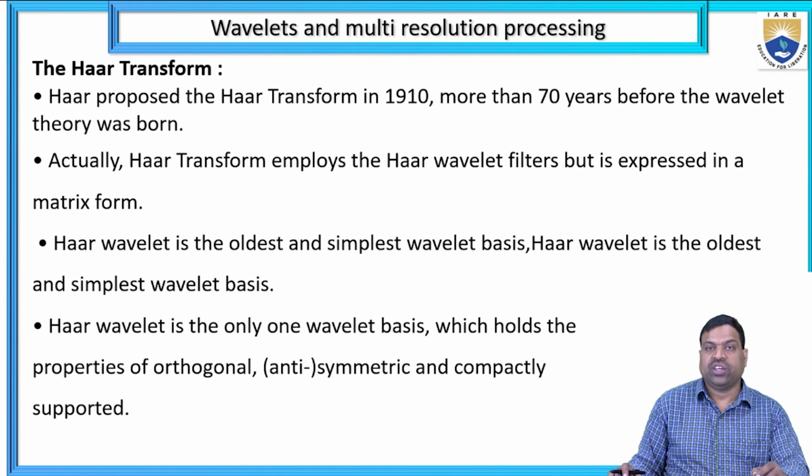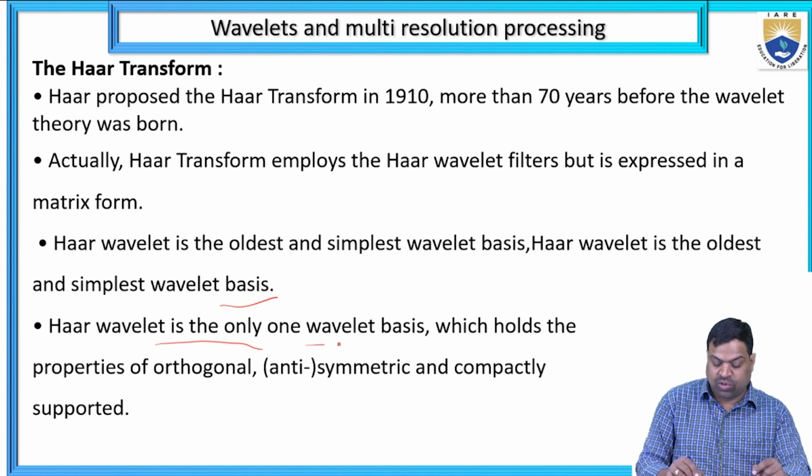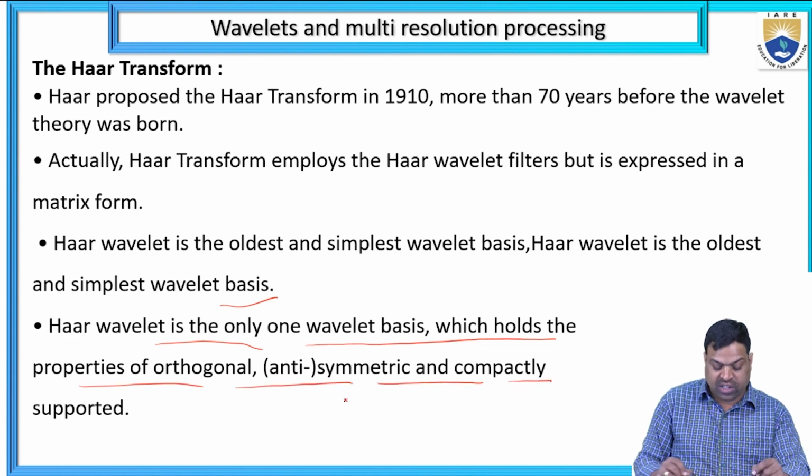Next, an important thing is the Haar transform. Haar proposed the Haar transform in 1910, more than 70 years before the wavelet theory was born. Actually, the Haar transform employs the Haar wavelet filter, but it is expressed in a matrix form. Haar wavelet is the oldest and simplest wavelet basis. It is the only wavelet basis which holds the properties of orthogonal, antisymmetric, and compactly supported. So what is the use of the Haar transform?